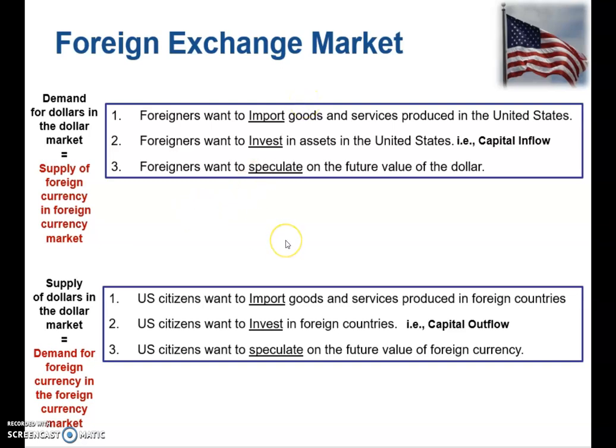Now, of course, the same three reasons apply to when we supply dollars to demand pesos. Maybe we want to import goods and services produced in Mexico. Maybe we want to buy Mexican stock or Mexican bonds. From our standpoint, that would be capital outflow. Money would be flowing out of the U.S. to purchase foreign assets. Maybe we want to speculate. Maybe we believe the peso is going to appreciate and the dollar is going to depreciate. In that case, we would want to get rid of our dollars, supply them in the dollar market, and demand those pesos because we believe they're going to go up in value.